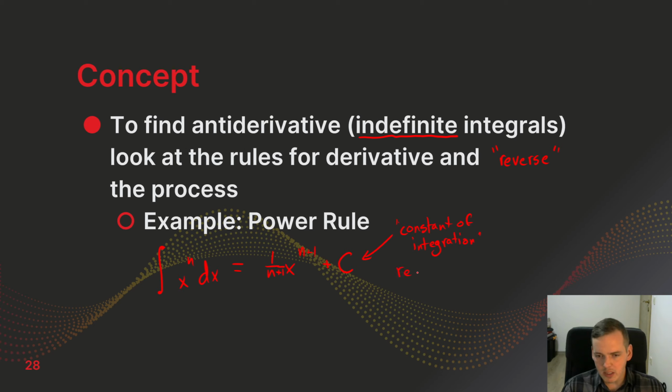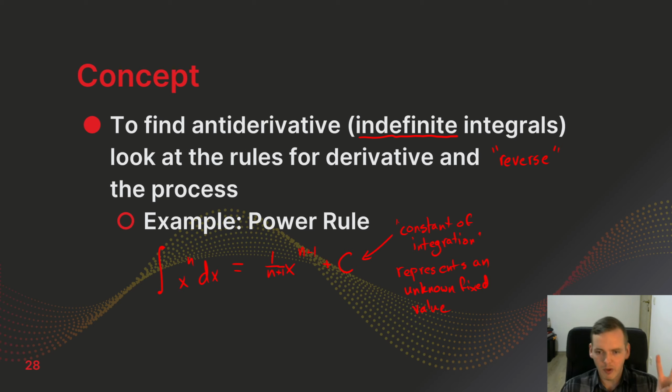And it represents an unknown fixed value. So it's not a variable. C will never change. It'll be a fixed value for a given function. But because we don't know which specific antiderivative we want, we haven't fixed it yet.